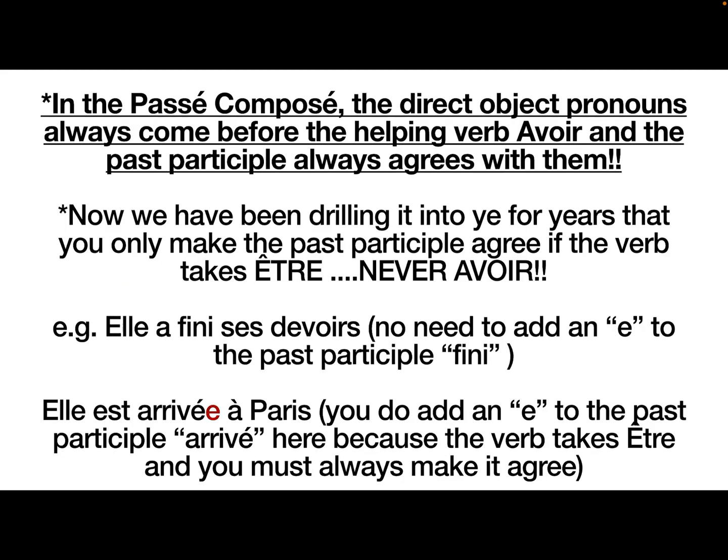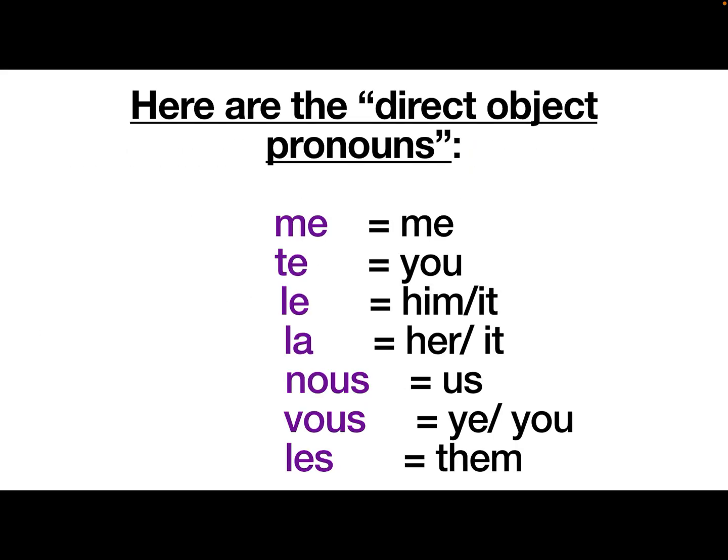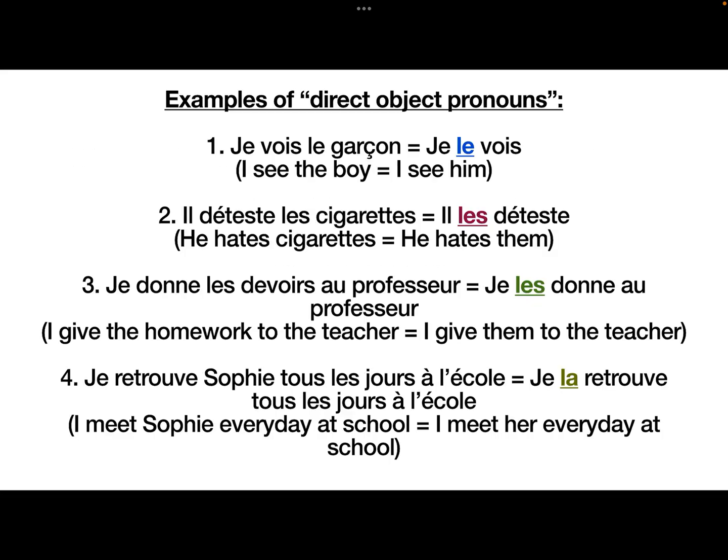Using them in the present tense would be brilliant. So to recap, direct object pronouns replace the direct object of a sentence, put them before the verb. Me, te, le, la, nous, vous, les. Okay, keep it simple.